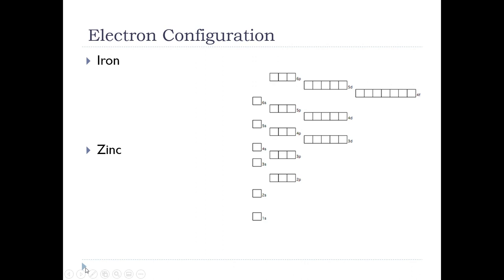Let's do iron. So find iron. He's a transition metal. He's in the middle. He has 26 electrons.